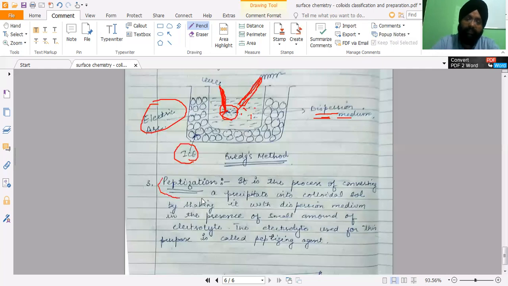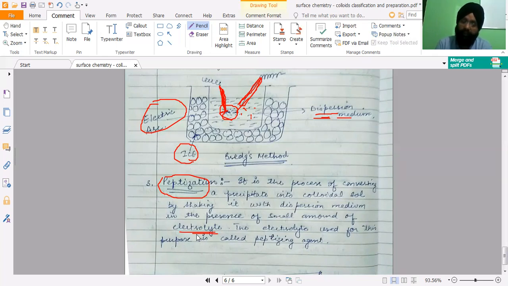Peptization is a process of conversion of a precipitate into colloidal particles. Precipitates are larger particles, and peptization is a process done in many ways. One of the common methods is where we add a small amount of electrolyte to the freshly prepared precipitate, and that precipitate gets converted into colloidal particles. How this works will come later in the syllabus.